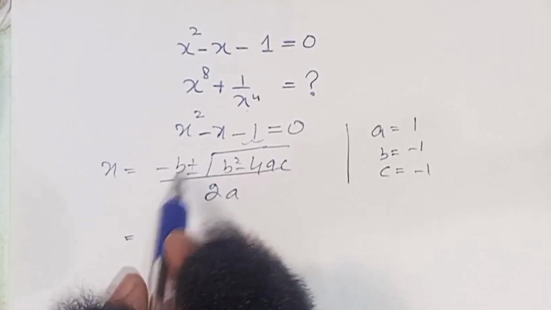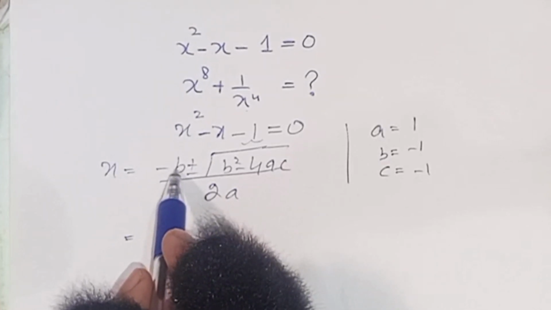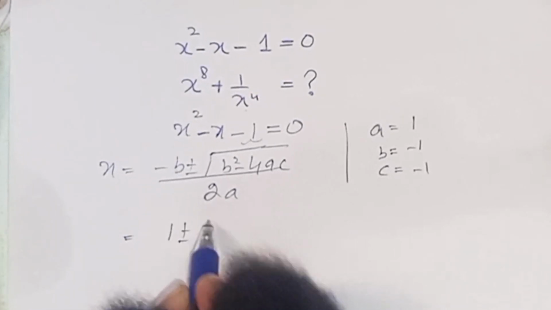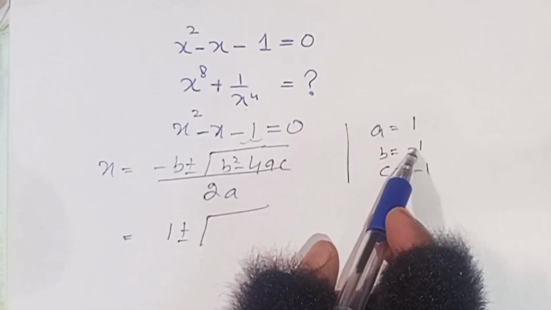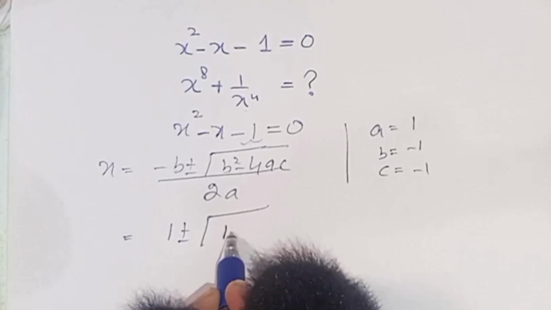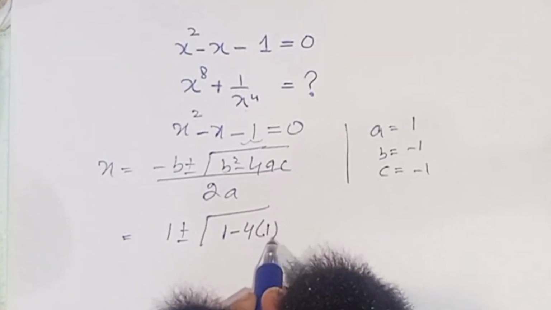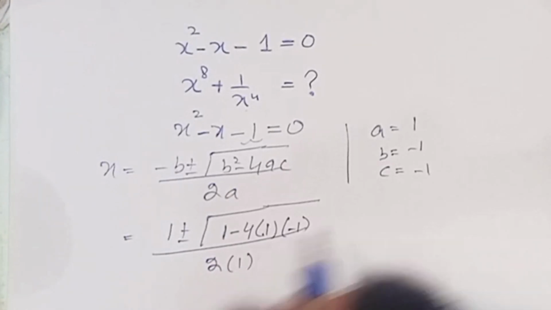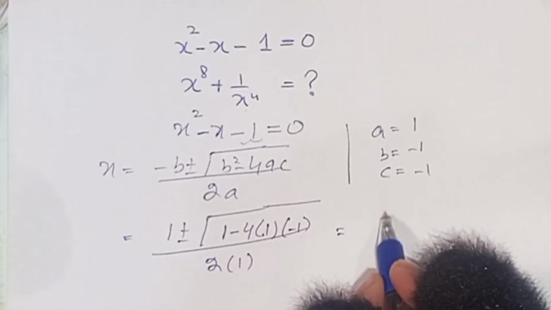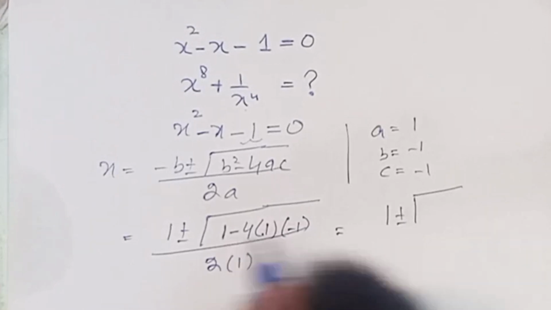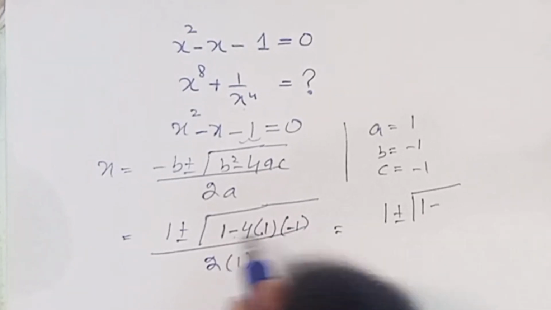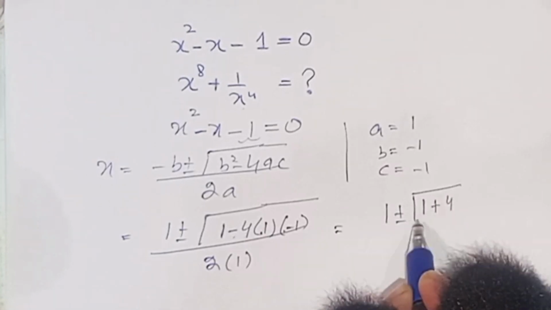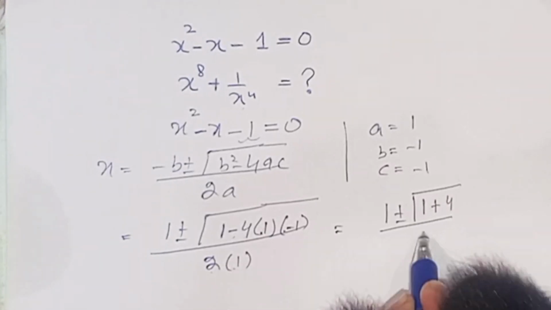So this will become: −b will become positive 1, plus or minus the square root of b², which is (−1)² = 1, minus 4 times a, which is 1, times c, which is −1, over 2 times a, which is 1. So we simplify this term. This is 1 ± √(1 + 4·1), since minus and minus become a plus, and 4 multiplied by 1 is 4, and 2 multiplied by 1 is 2.